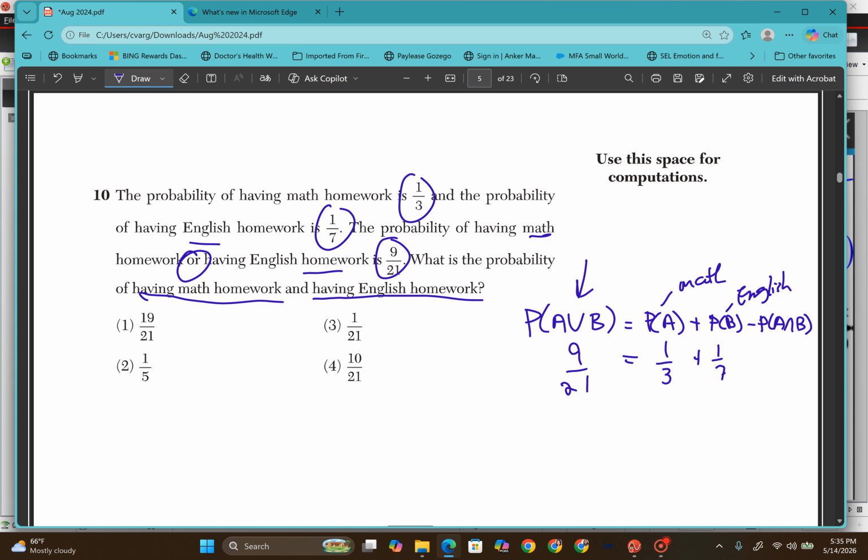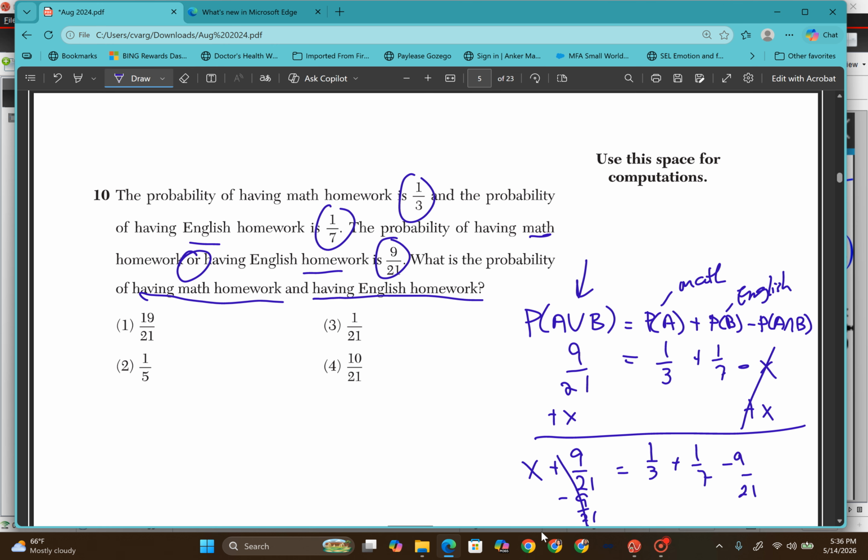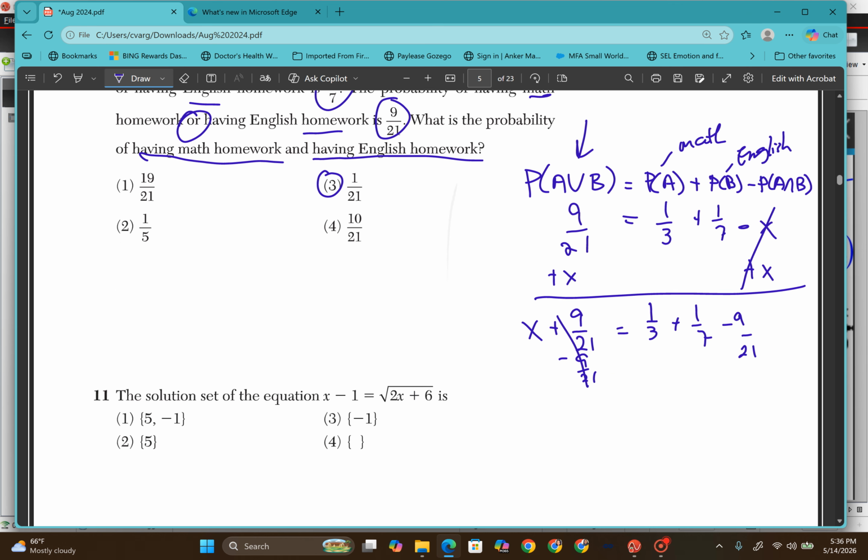So now we need to subtract x. We need to solve for what this is. The easy way to do this is to add x to both sides. Now you get the x. So it's x plus 9 over 21 is equal to 1/3 plus 1/7. And then you can subtract 9 over 21 from both sides, and then you get the x by itself. So this becomes a straight calculator question. When you do that, you get 1 over 21. Plug it in, make sure that you're good.